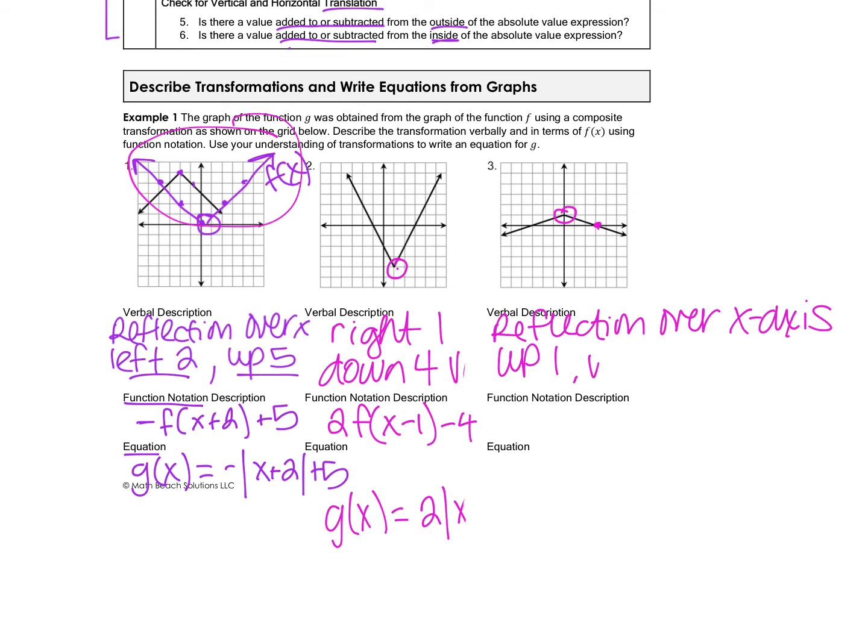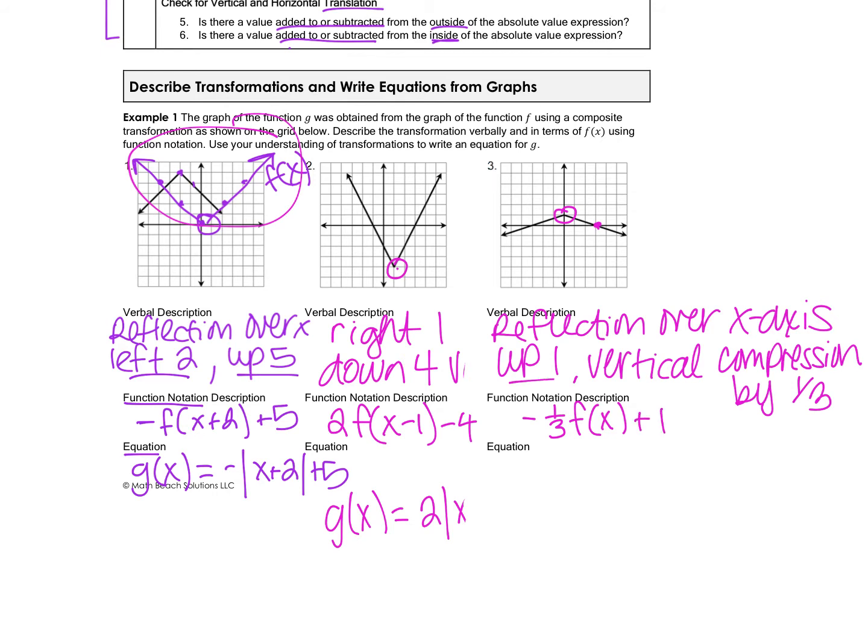So we have a vertical compression, because it's a fraction there, by a third. Okay, so my function notation, I have the negative in front for the reflection. My vertical compression is in front, so negative 1/3 F. We're not shifting left or right, so nothing needs to be inside the parentheses with your x. And we're going up 1, so we need to add 1.